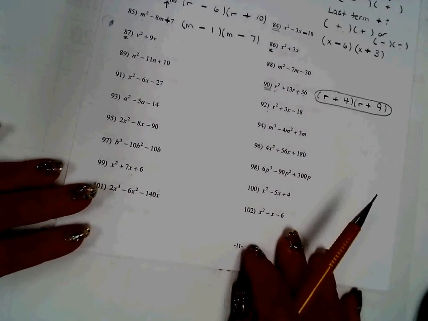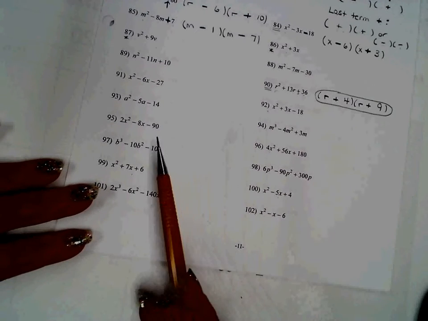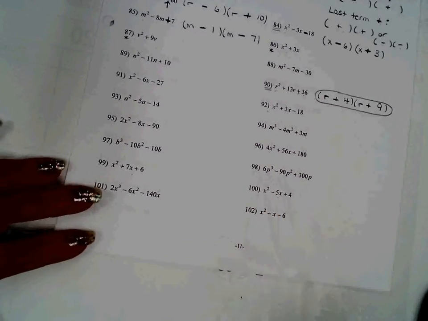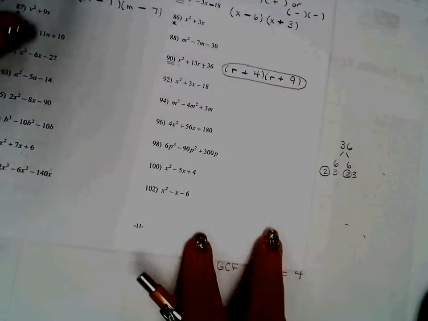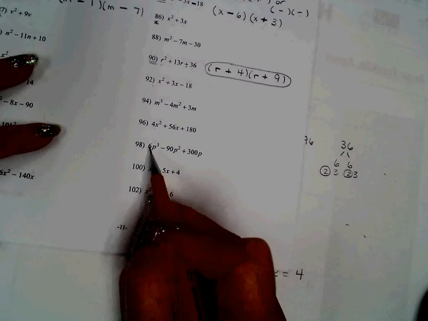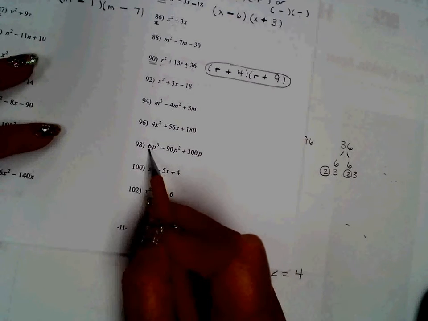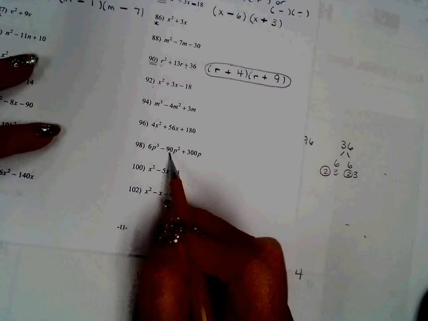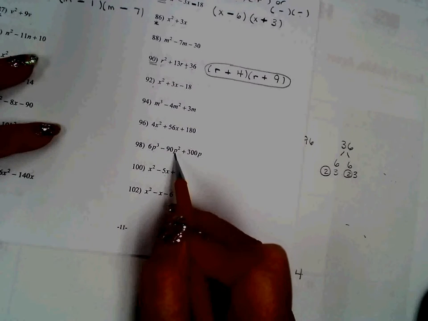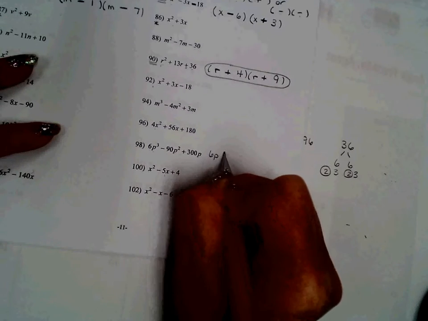Okay. Now I would like to do problem number one with a GCF. 98. Okay. When I look at 98, it's not a PST because it doesn't start with a 1 squared. So I look at it and I see, oh, 6 goes into 6, 6 goes into 90, 6 goes into 300. P goes into P cubed, P goes into P squared, P goes into P. My GCF is 6P. So let's pull it out.